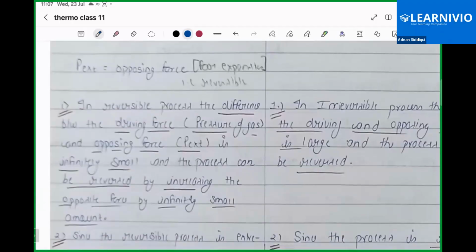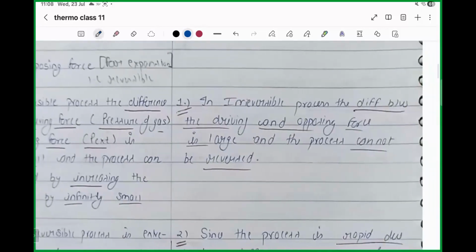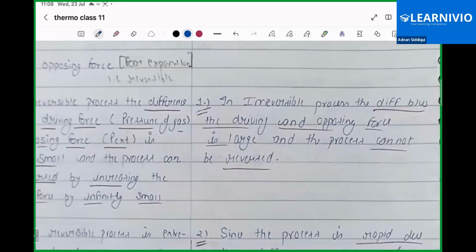As I just told you, you are applying a small amount of pressure for a few seconds, and you are waiting for your system to give you the exact pressure. Suppose you have applied 0.5 pressure for 2 seconds, and after 2 seconds your system is able to give you the same amount of pressure back. So now you have achieved equilibrium. Then you again apply the same pressure and follow the cycle. In an irreversible process, the difference between the driving force and the opposing force is large, and the process cannot be reversed.